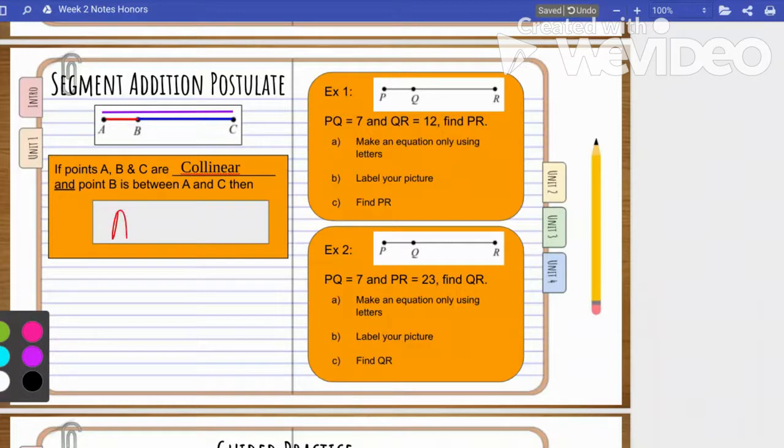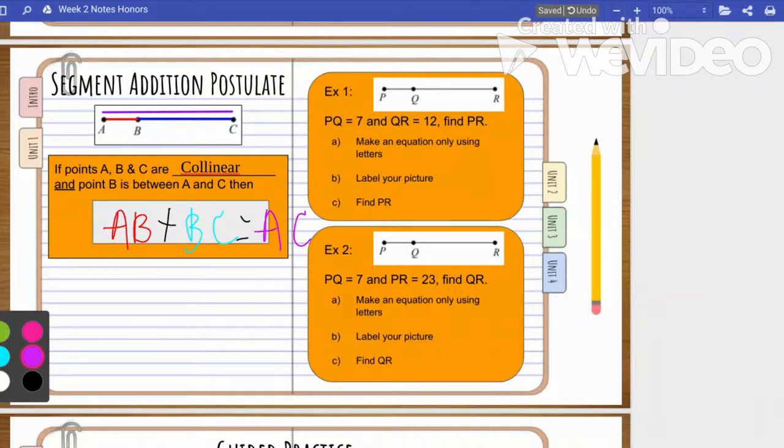is AB, when I take the distance from A to B, I add that to the distance from B to C. What's the total length going to be? The whole distance, which is AC. Hopefully that seems like common sense. If I add together two pieces, they're going to equal the total long piece.